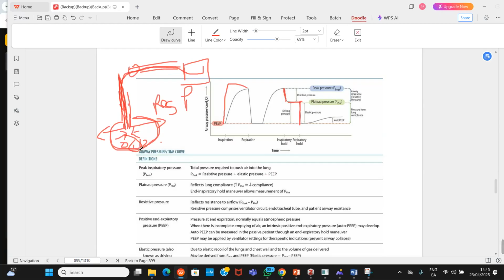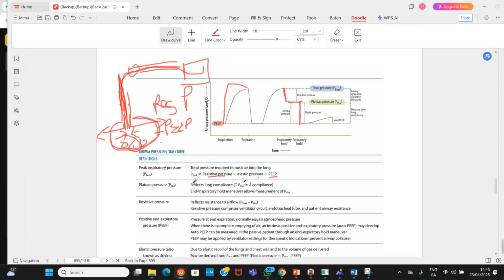Now the last one is PEEP. After you have delivered pressure that helps you overcome the airway resistance, and pressure that helps you overcome the elastic pressure, then you need to deliver a pressure that will help you keep the alveoli open at the end of expiration. And that's what we call the PEEP.